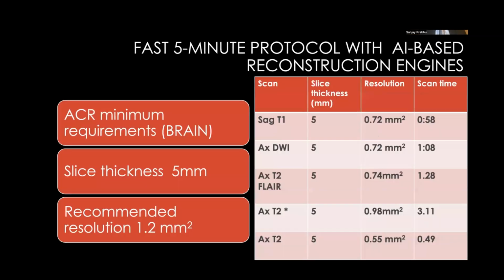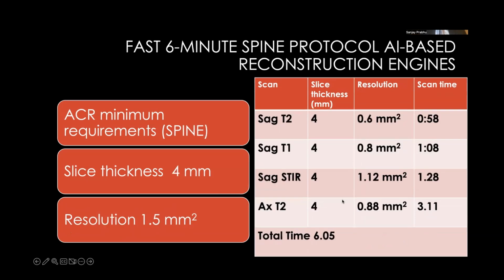The ACR requirements are for a 5 millimeter scan with a recommended resolution of 1.2 millimeters squared. It is possible to easily beat that with a 5-minute scan in total for a brain, and a 6-minute scan in total for a spine, if you use these parameters using deep learning-based sequences.